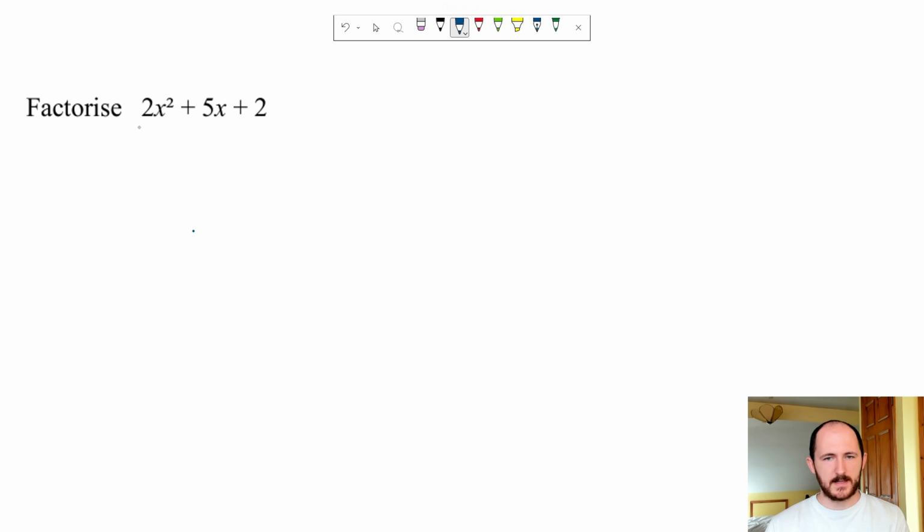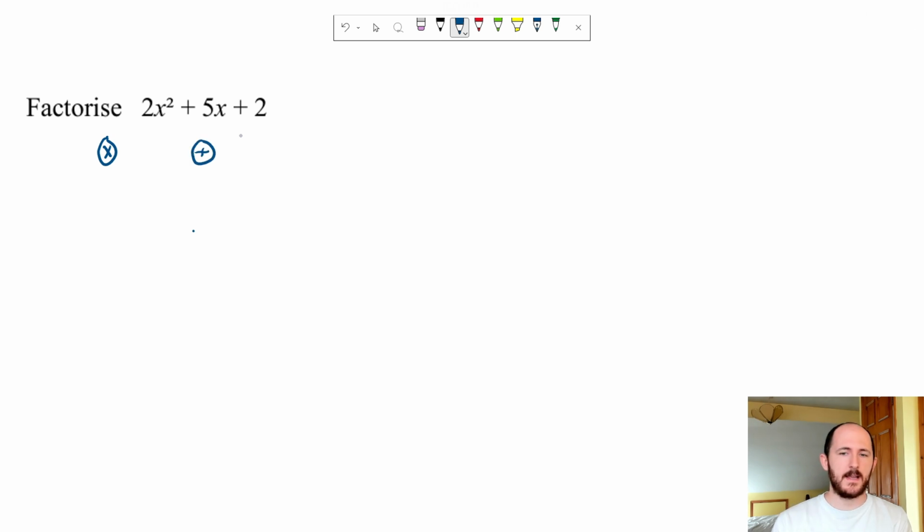Now, again, the method that we teach in the UK tends to be the one where you have to write it out in a longer way, then split it in half, then factorize the first two, and so on. But here's a faster way to do it. First thing you're going to do, and this step is the same in all methods, is you're going to find two numbers.